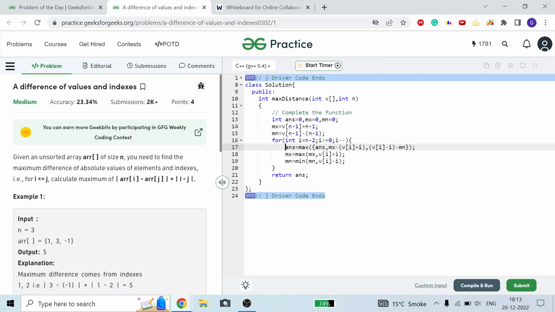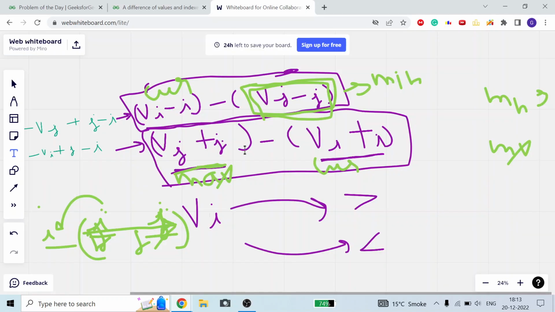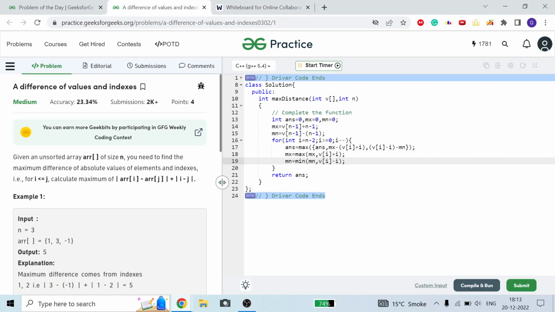The maximum among these is my answer for the current value, and answer is my external variable that will be updated for each ith value, so that I get the maximum value after completion of the loop. I will update my maximum as the max of mx and vi plus I, and minimum as the min of mn and vi minus I. According to the situation, we need to decrease or increase its value. And at last I just return the answer.